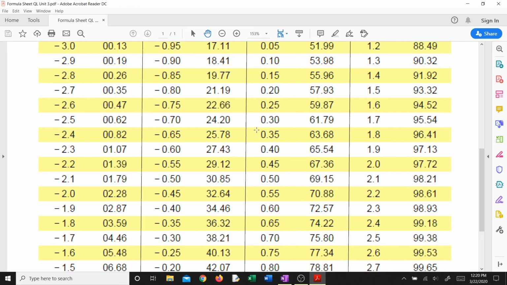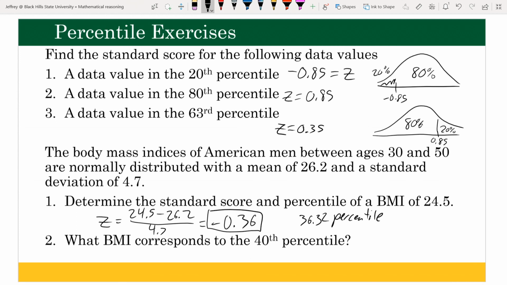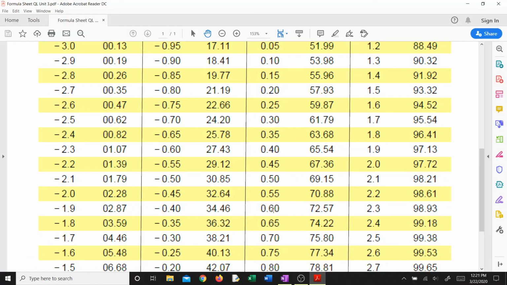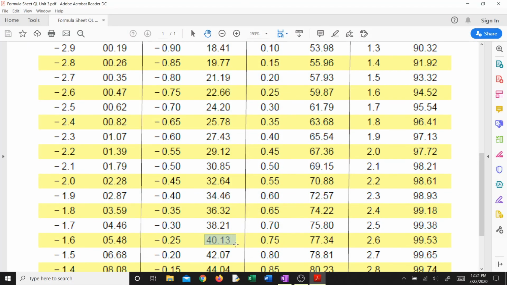Now in this case, the closest answer that we have to negative 0.36 is negative 0.35, and that gives us the percentile of 36.32. So this basically means that this person's body mass index ends up being in the bottom 36% of all body mass indexes. For the last part, what BMI corresponds to the 40th percentile? Okay. So again, we just look to see which of these has the number closest to 40, and this corresponds to a z-score of negative 0.25.